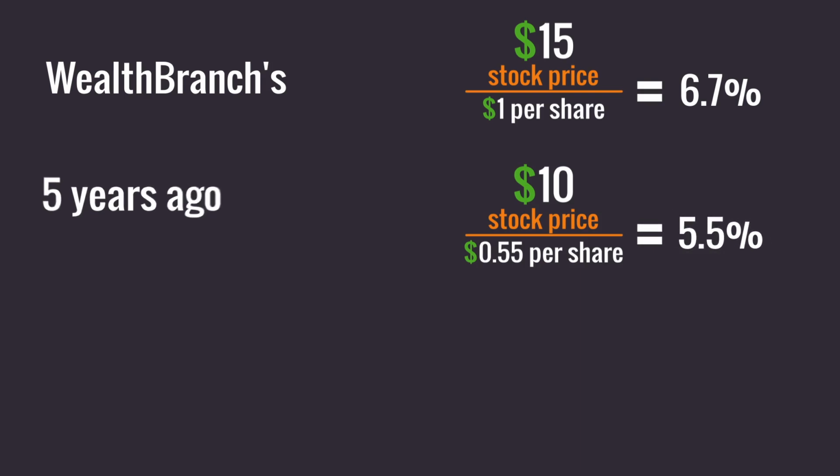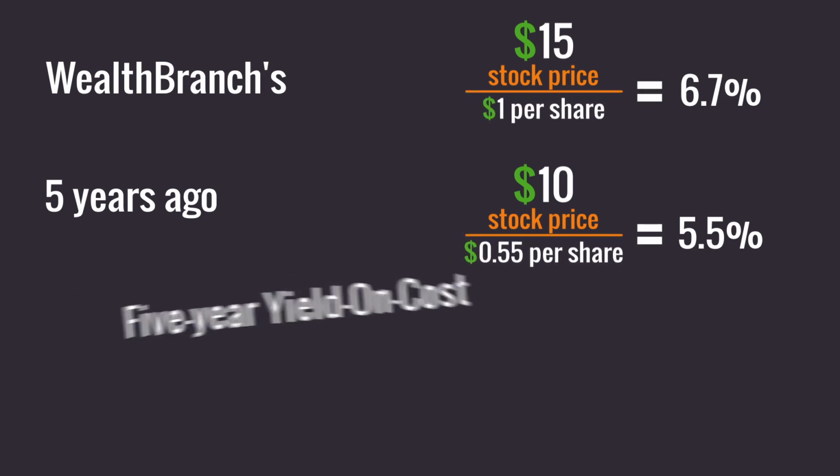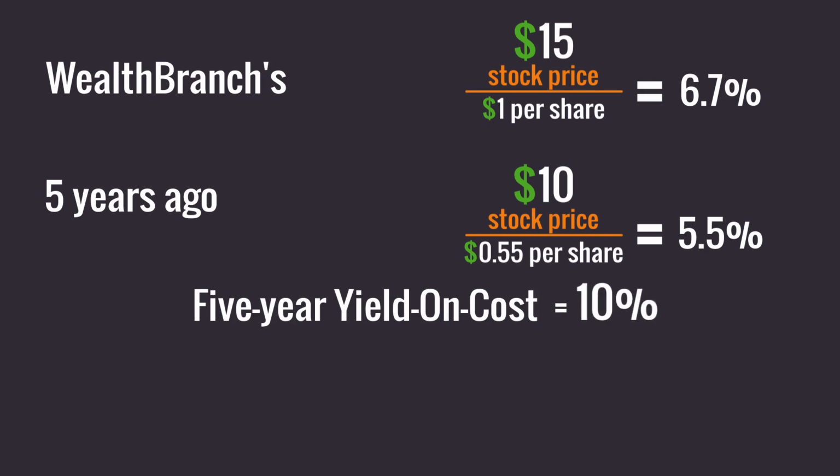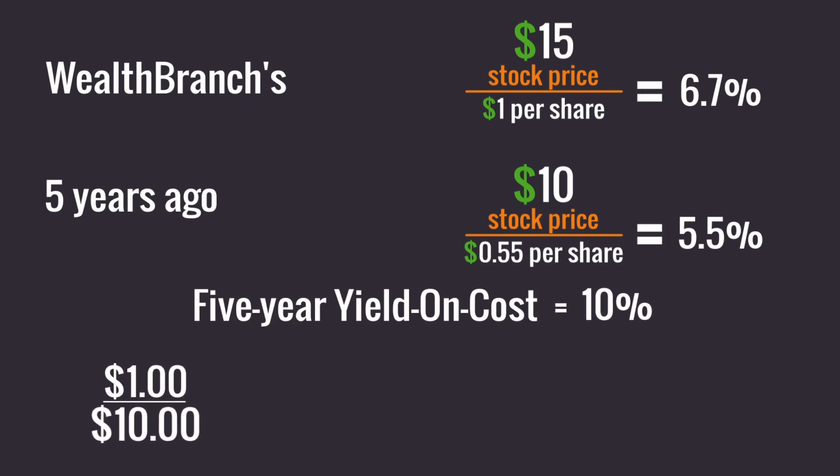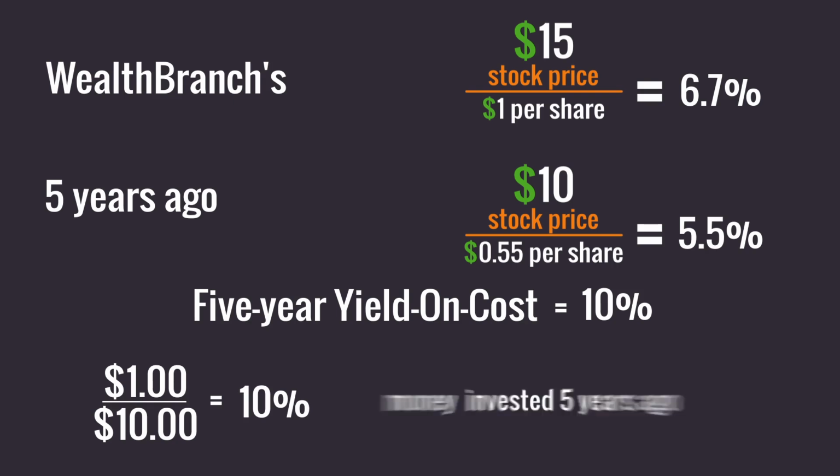Because you bought the stock 5 years ago at $10 and the dividend grew from 55 cents to $1 per share, your 5-year yield on cost is 10%, $1 divided by $10. This means you are currently getting a 10% dividend on the money you invested 5 years ago.